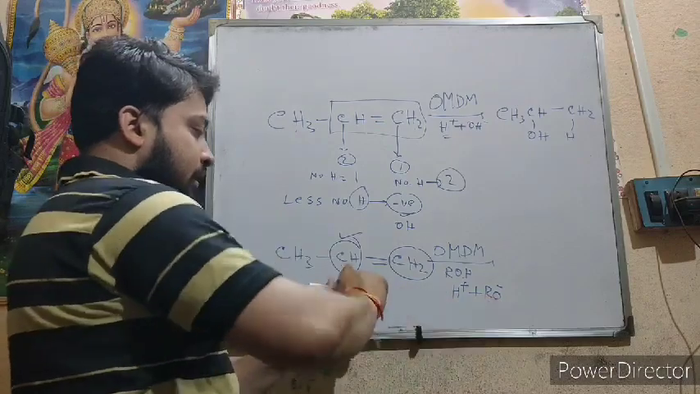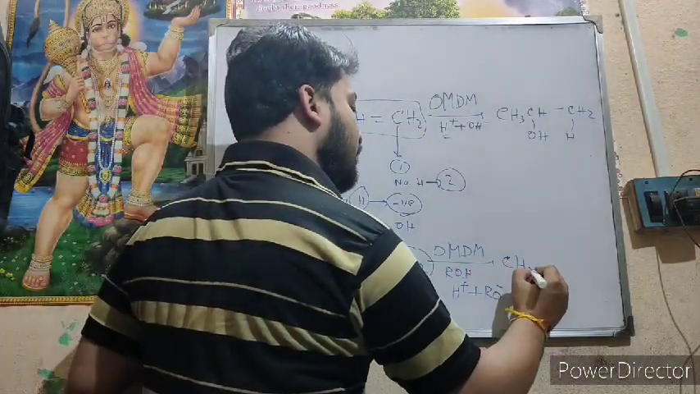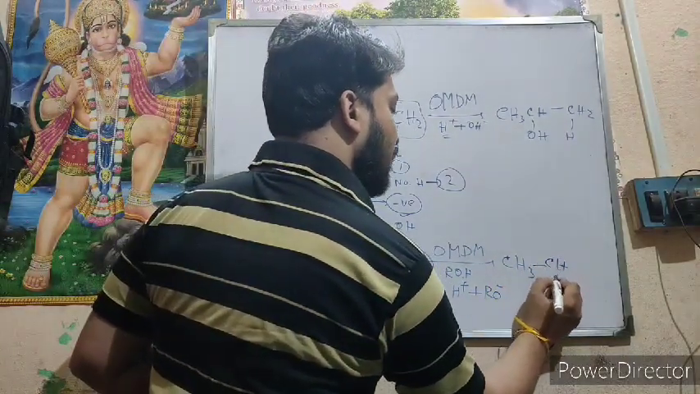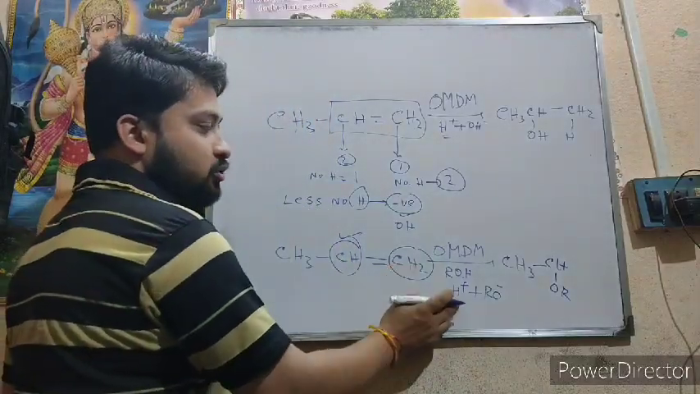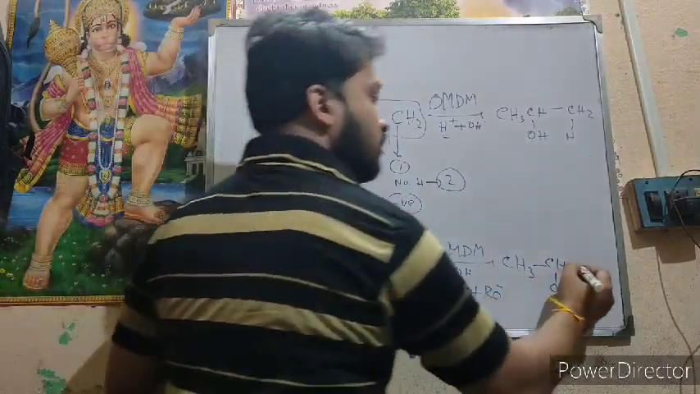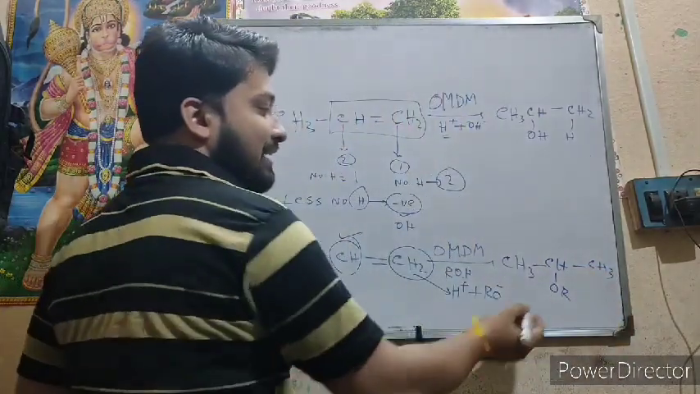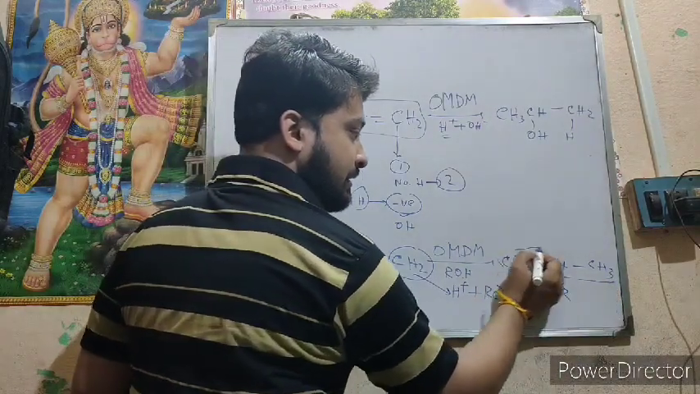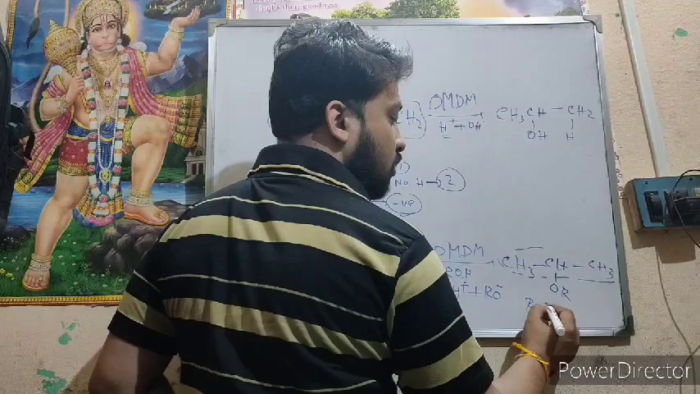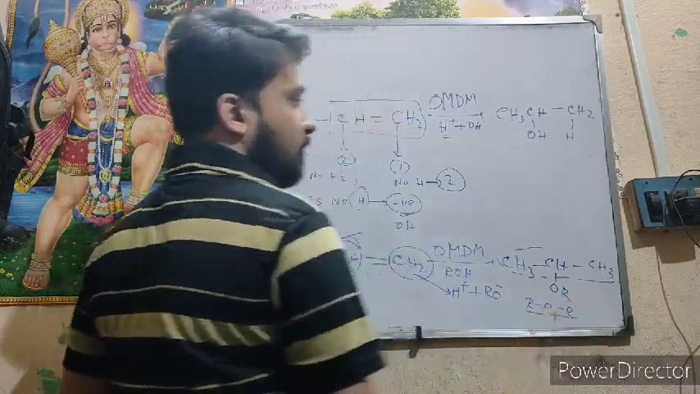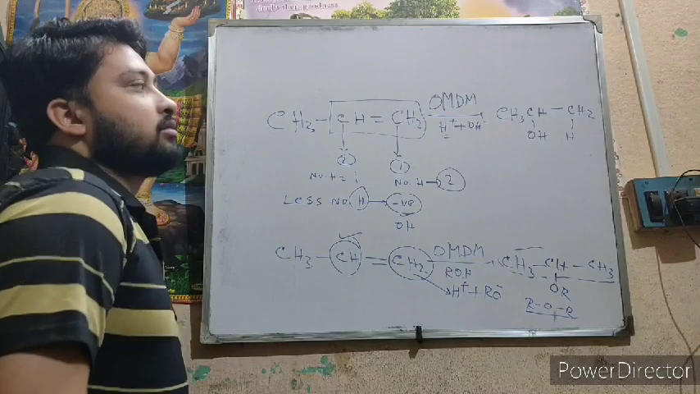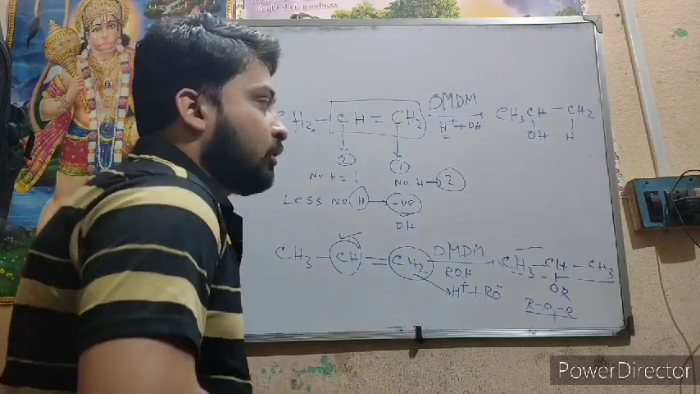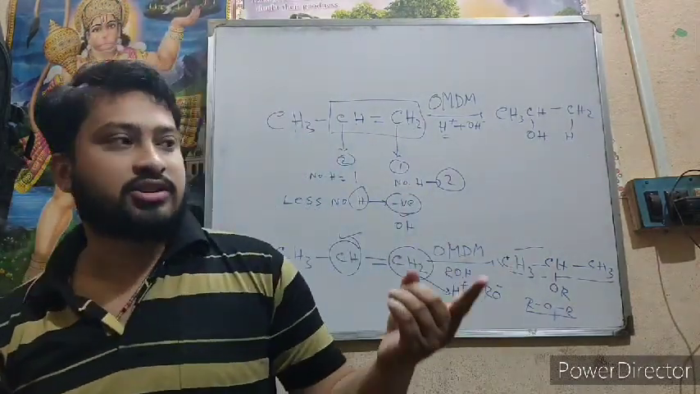If the negative is coming here, we get the compound CH3 CH(OR), and CH2 gets the positive terminal, so CH3. So the product is CH3 CH(OR) CH3, and we get an ether. This is R, this is O, this is R. So this is an ROR compound, that means it is an ether compound. With the help of this process, oxymercuration demercuration, you can prepare ether.